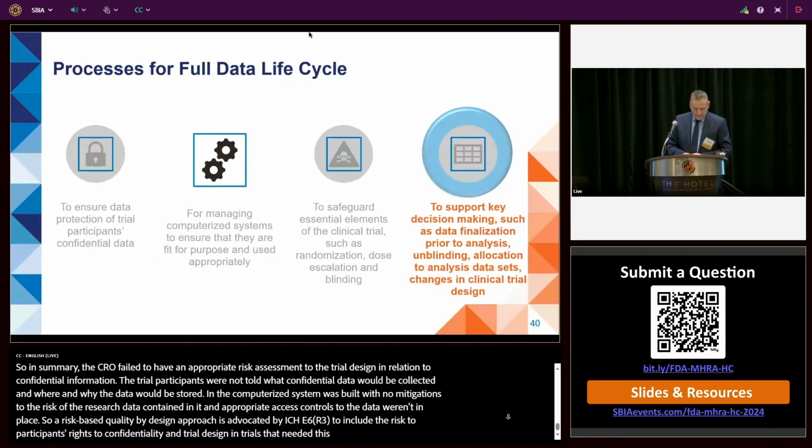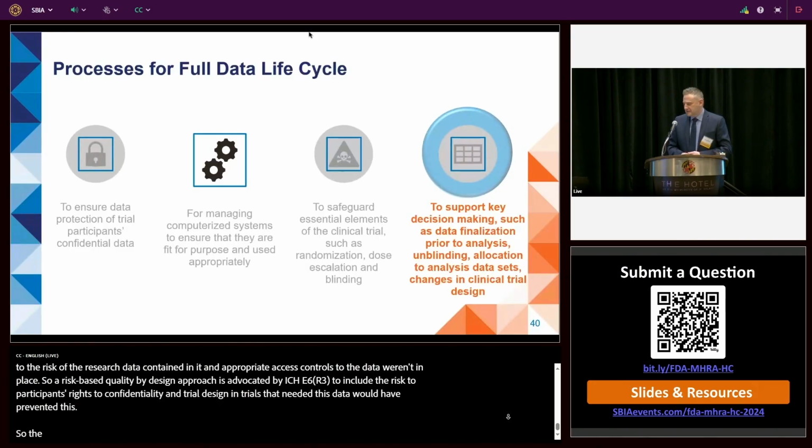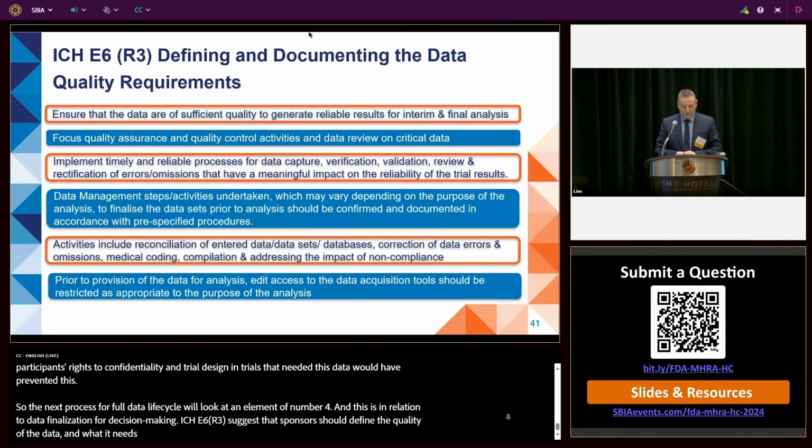So the next process in the full data lifecycle, I'll look at an element of number 4, and this is in relation to data finalization for decision making. ICH E6R3 suggests that sponsors should define what the quality of the data needs to be in order to give reliable analysis results and then the decisions made upon them.